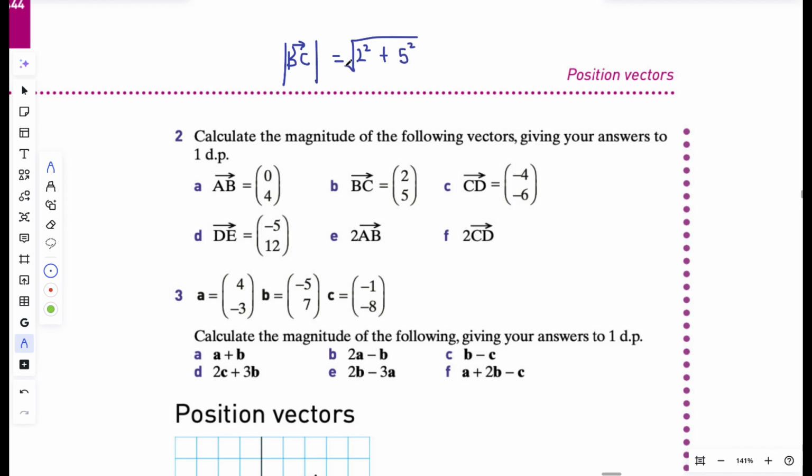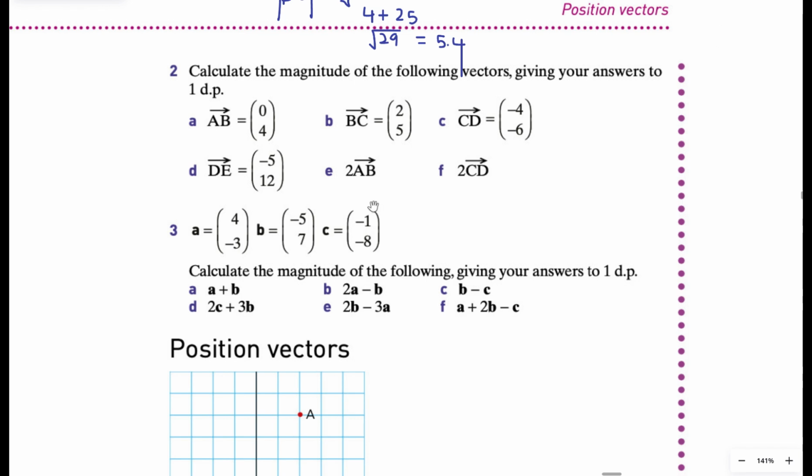2 square plus 5 square, all square root. 2 square is 4, 5 square is 25. Okay, so 25 plus 4, you get 29. So you're going to find the square root of 29. Square root of 29, you get 5 point something, 5.4 approximately to 1 decimal place. We get 5.4, right? So that's how to calculate magnitude. That's it. That's how to calculate magnitude.